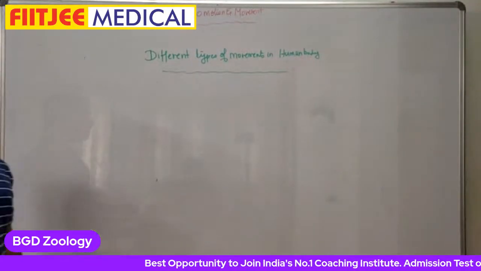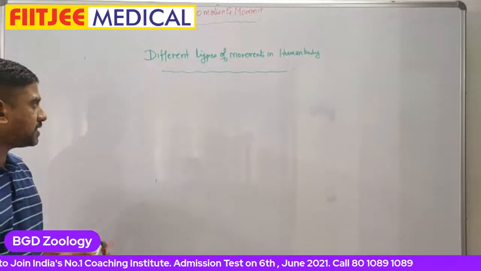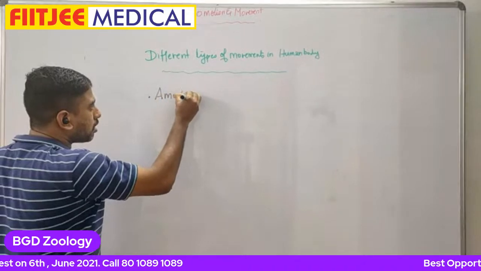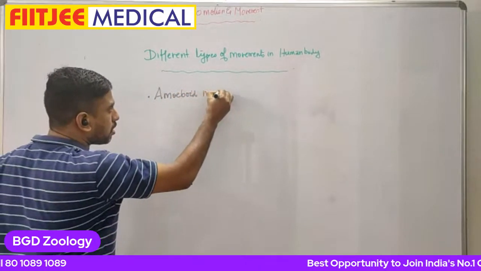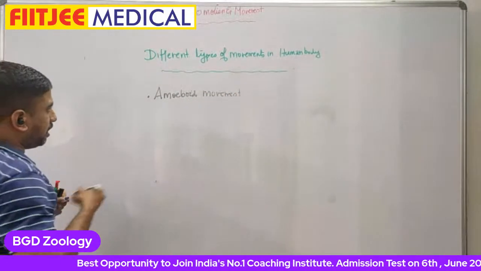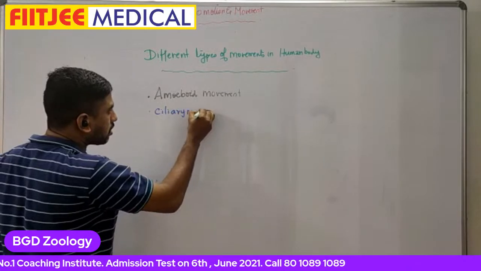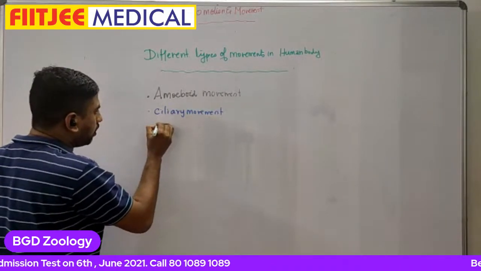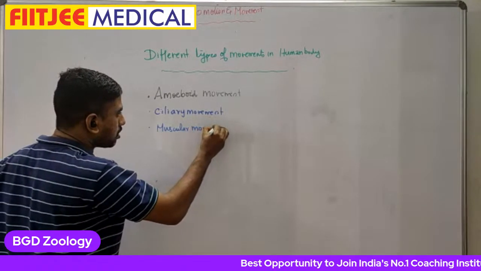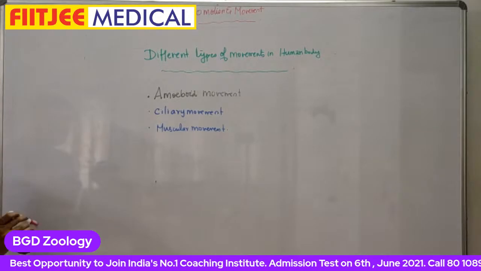So, there are different types of movements in our body. Mainly, we are discussing the three types of movements. The first one is amoeboid movement. Second one, we call it as ciliary movement. And third one, we call it as muscular movements. Right. So we'll discuss one by one. First of all, the amoeboid movement.